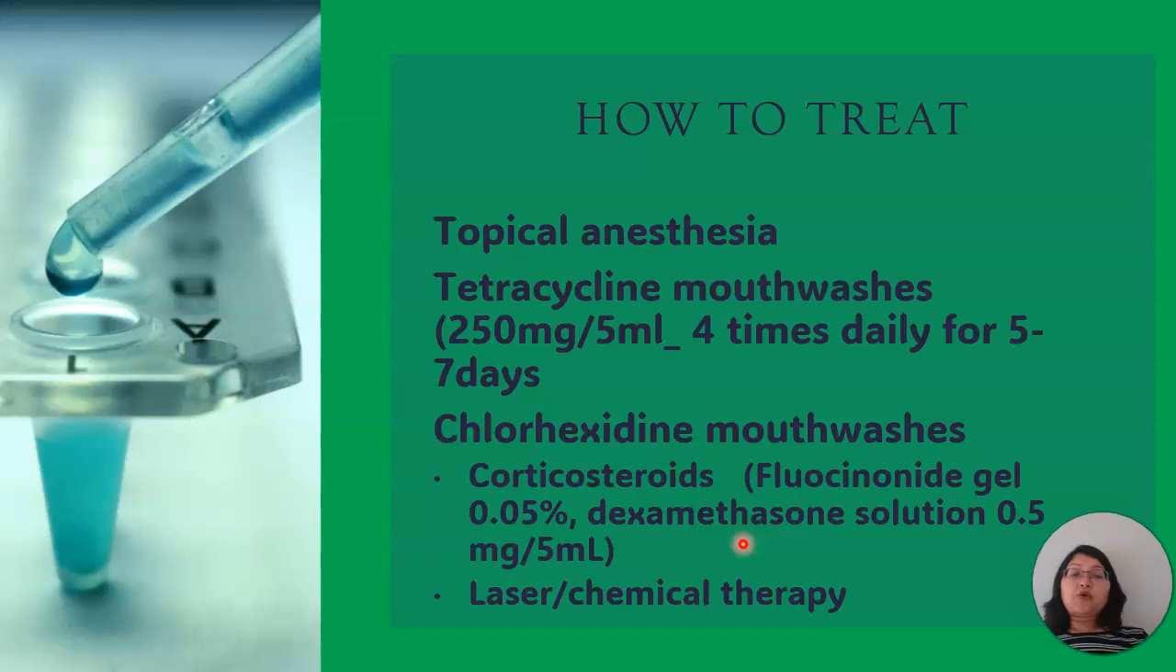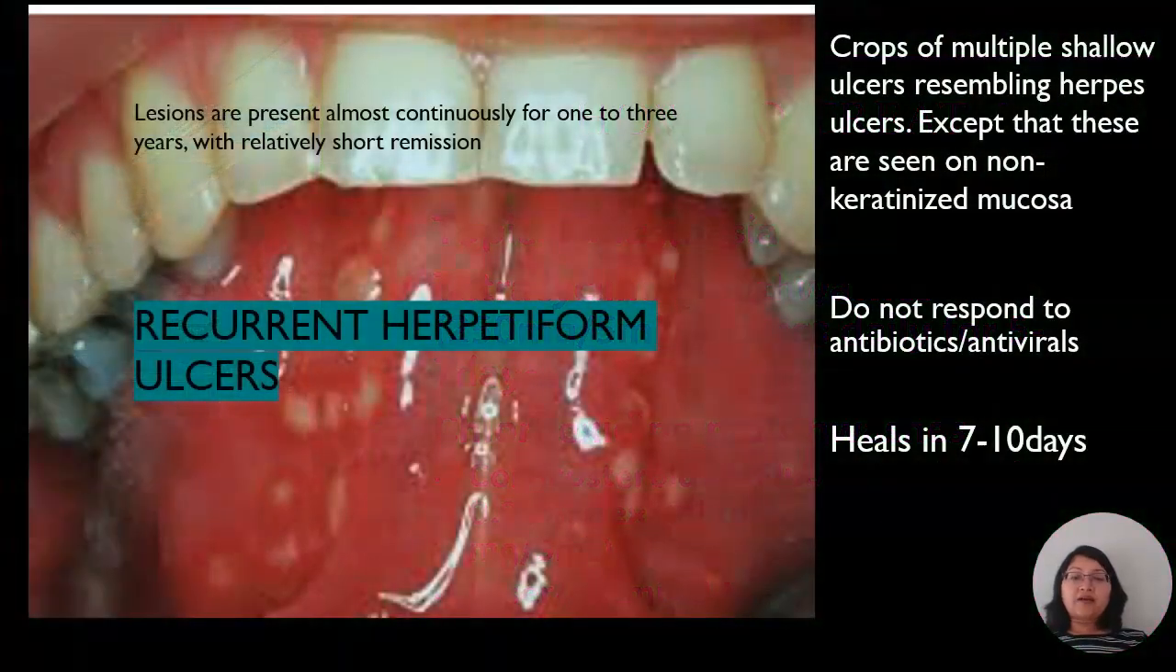Laser and chemical therapy are also proposed, but I'm pretty sure that in your practice, if you're seeing a minor aphthae, chlorhexidine mouthwashes are a good thing to go, and maybe an oral gel or topical anesthetic just to relieve the pain. And depending on the story, the history, what is the reason, maybe a kind of counseling can also help. If you see nutritional deficiency or the patient is stressed out, let's have a talk about including maybe multivitamins also in the regime. Okay, so that was about your aphthous ulcers.